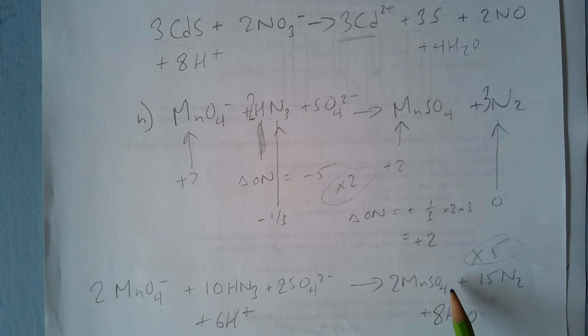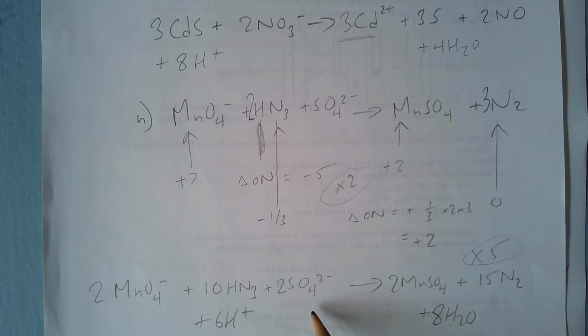Now this is also acidic, so we look at the oxygens here. We've got 8 and 8, so that's 16. We have 8 here, so we add 8 waters, and now we have 16 hydrogens. We've got 10 hydrogens over here, so we add the other 6 over here. And that one is balanced.